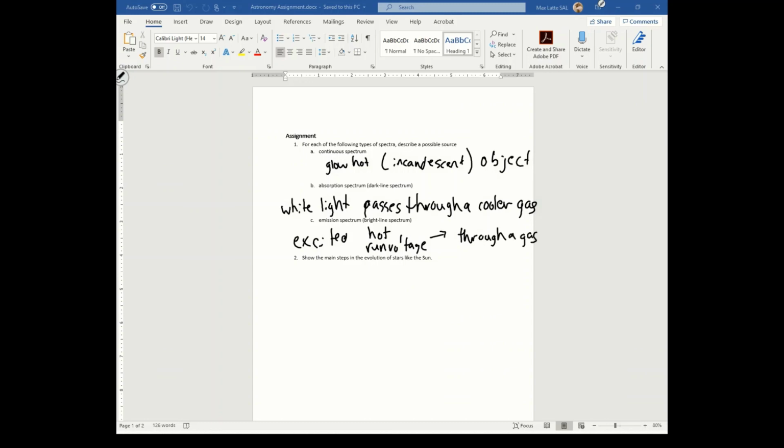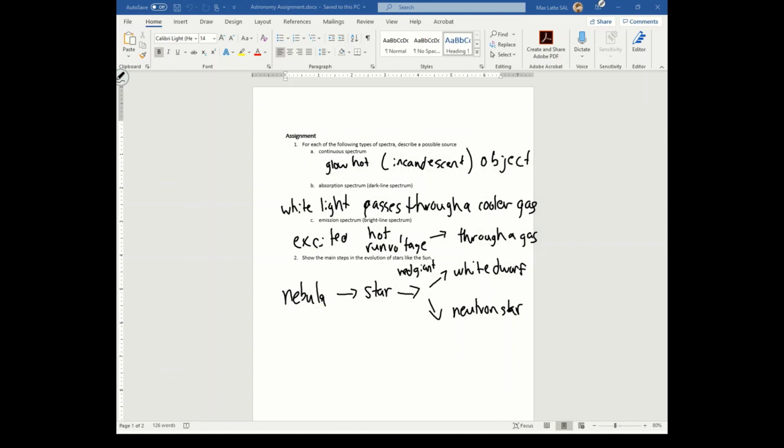Show the main steps of an evolution of stars like the Sun. It starts off as a nebula, which is a collection of dust and gas, and then they collect all together, and then you get a star, right? And then when a star like ours, which is a low mass star, dies, depending on its mass, it either turns into a white dwarf or a neutron star. And then in between there, as it's dying, it turns into a red giant as well.